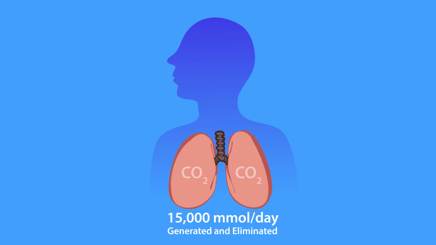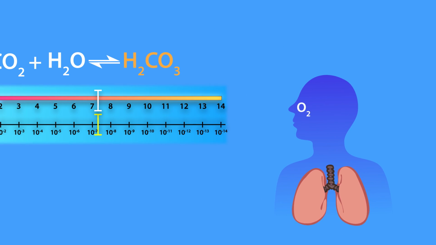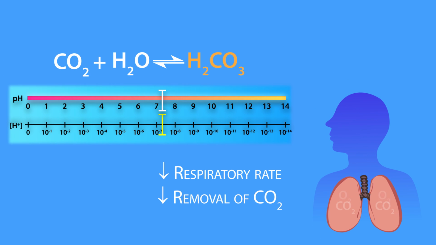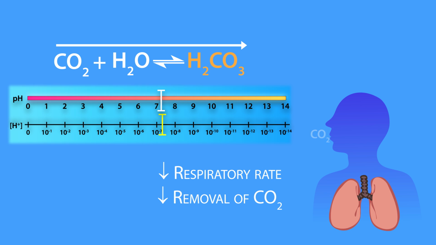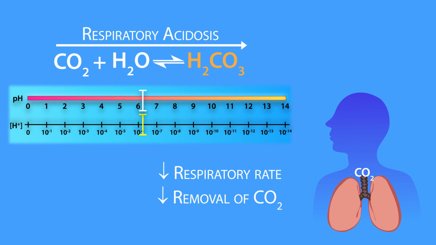So what do you think would happen to the plasma pH if lung function was reduced, like that seen in patients with chronic lung disease? Well, it can lead to the increased formation of carbonic acid, which would lead to a decrease in plasma pH. This condition is referred to as respiratory acidosis.